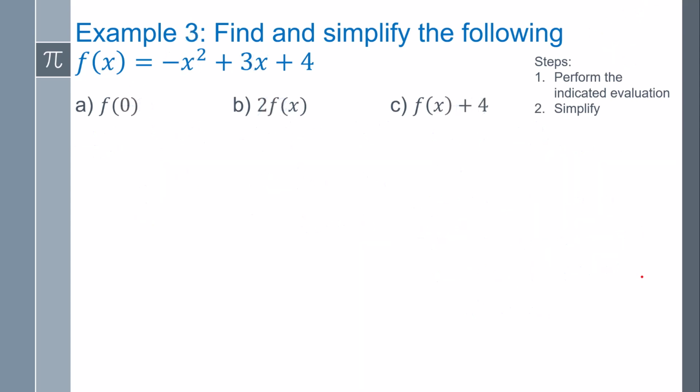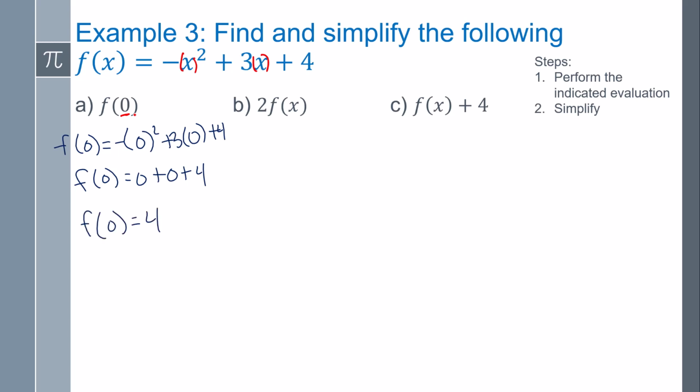Let's look at another one. So this one is saying if I have parentheses here, I'm plugging in 0 into those parentheses. So f of 0 would be negative 0 squared plus 3 times 0 plus 4. 0 squared is 0, 3 times 0 is 0, and then I have the 4. So f of 0 is 4.